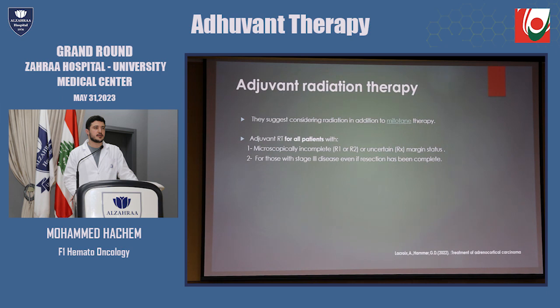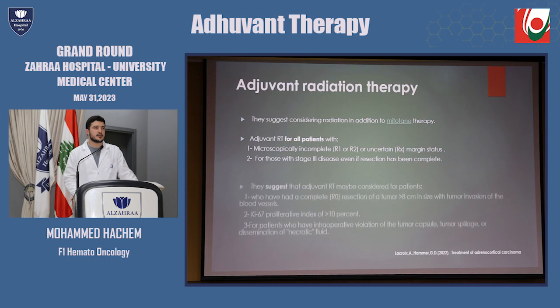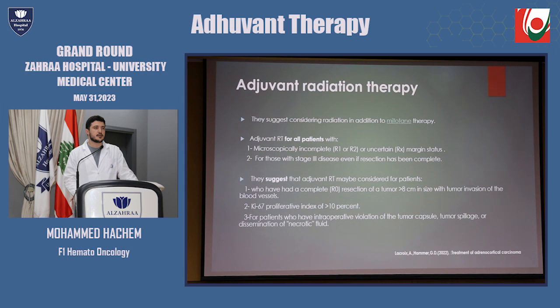We should give adjuvant radiotherapy for all patients with incomplete resection, R1 or R2 or uncertain margin, and for those with stage 3 disease. We can give radiotherapy for some other conditions, such as a patient with complete resection R0 with tumor size more than 8 centimeters, if we have Ki-67 more than 10, or for patients who have intraoperative tumor capsule rupture.